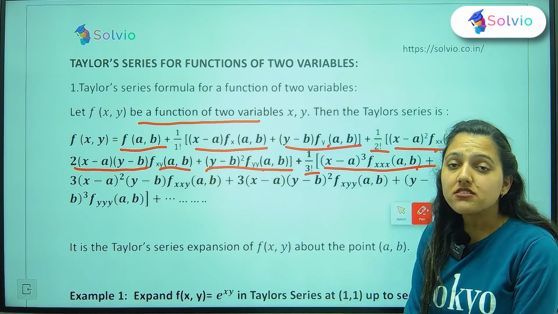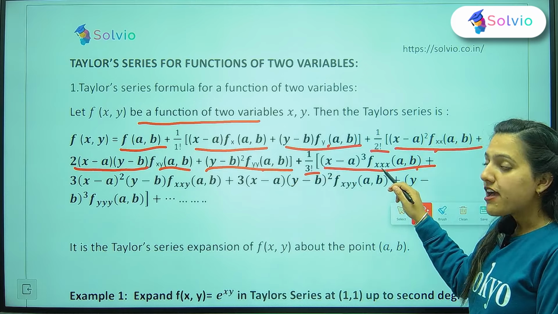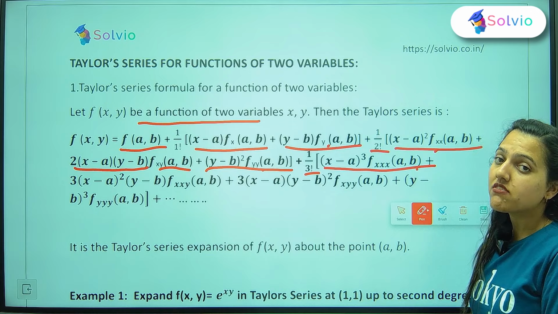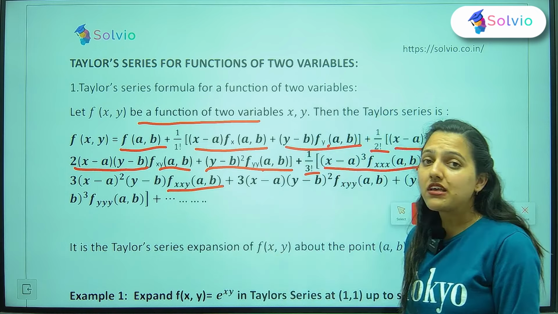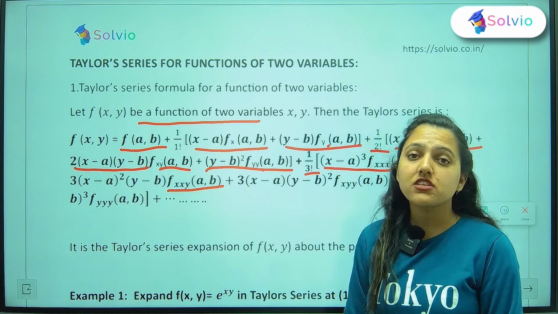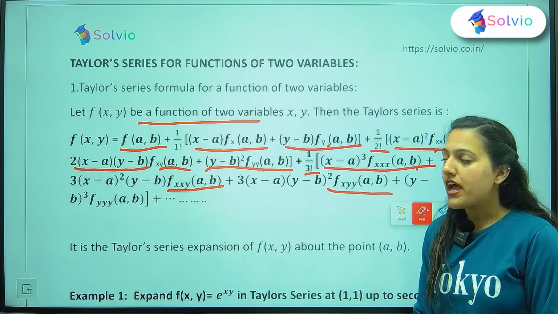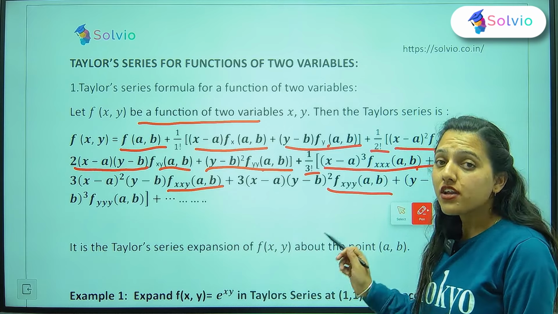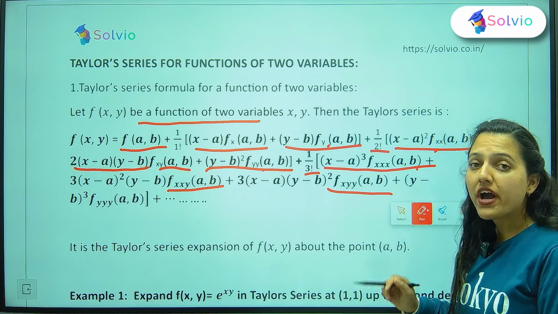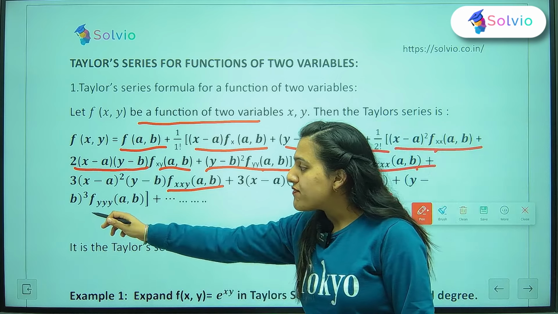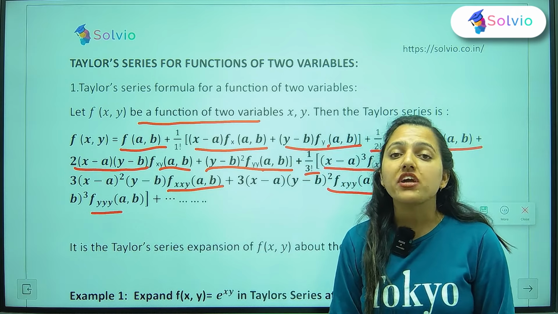fyy(a, b) is the second order partial derivative of function f with respect to y at (a, b). fxxx(a, b) is the third order partial derivative of function f with respect to x at (a, b). fxxy(a, b): firstly, you will differentiate f twice with respect to x and then you will differentiate fxx with respect to y at (a, b). fxyy(a, b): you will differentiate f with respect to x first, then you will differentiate fx twice with respect to y at (a, b), and fyyy(a, b) is the third order partial derivative of function f with respect to y at point (a, b).